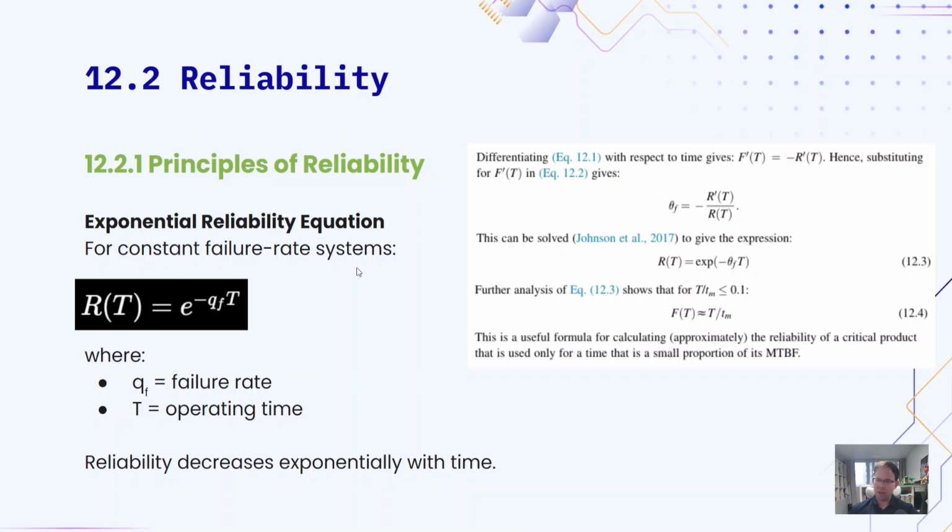Exponential reliability equation also exists here. For constant failure rate systems, the reliability is equal to the exponent of minus theta f times t, where theta f is the failure rate and t is the operating time. This should actually be theta. Over here you can see it's theta f. I copy pasted wrong. The reliability decreases exponentially with time. So, like maybe after the first failure, it's not that bad, but after 2, 3, 4 failures, you better get rid of that quick because it's just going to die.